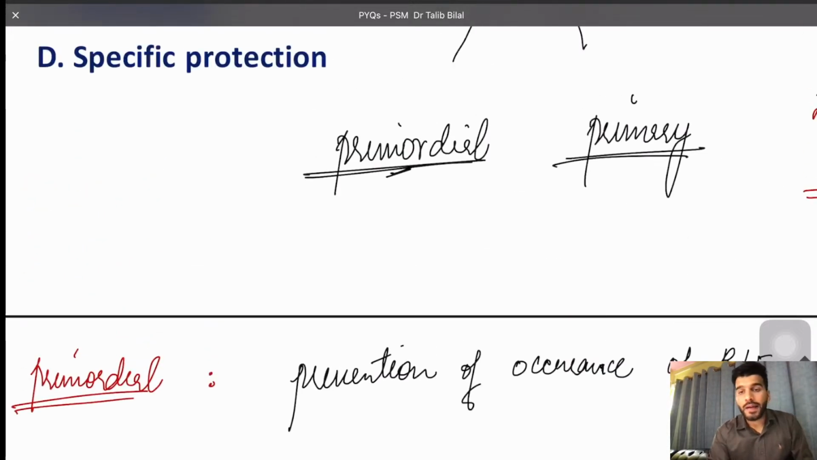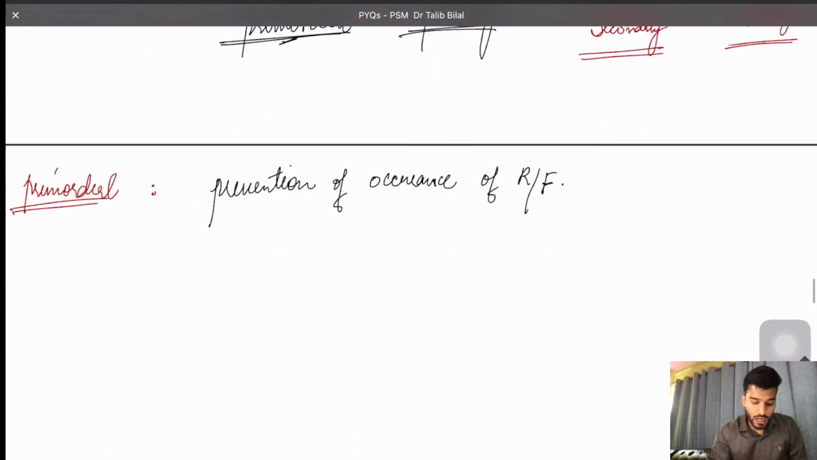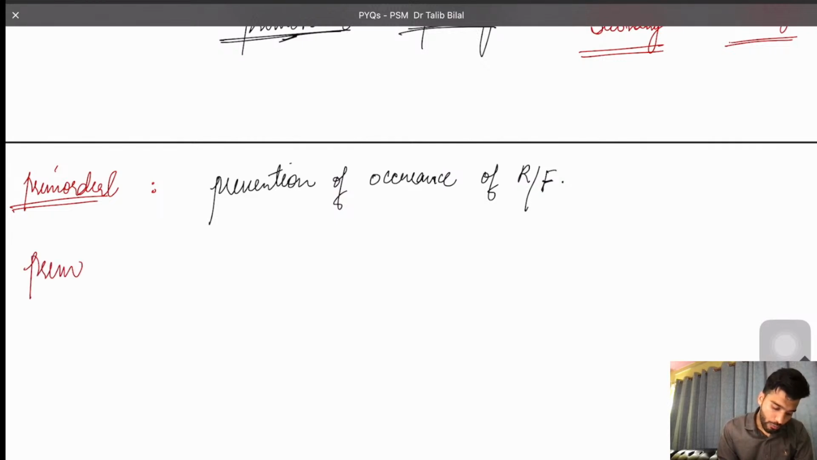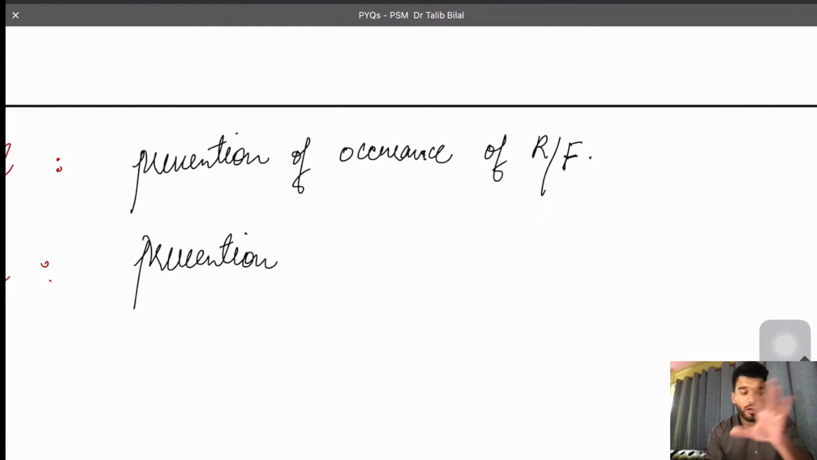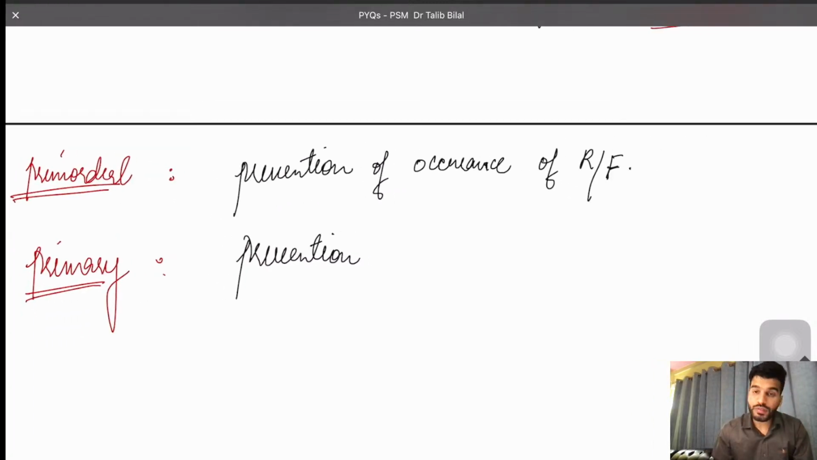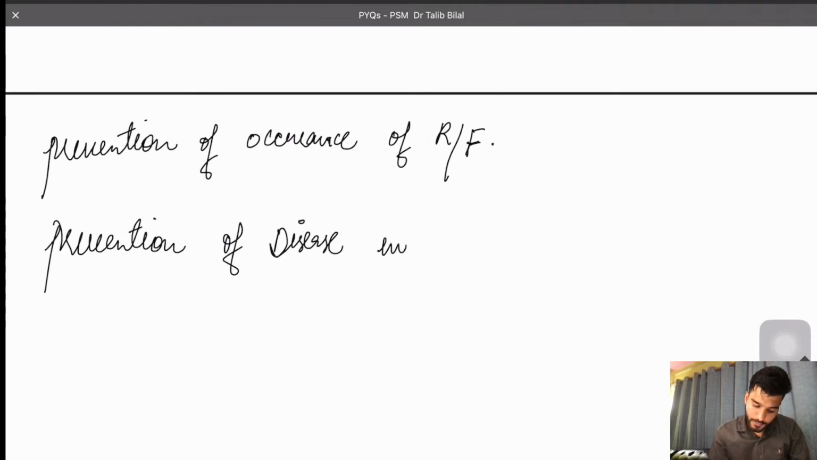Primordial level of prevention. Now, my dear students, already mosquitoes are there. Now you are using a mosquito net to protect yourself. That will be a primary level of prevention. So what do I mean by primary level of prevention? You are preventing the disease in the presence of a risk factor. Right now mosquitoes, a risk factor for malaria, are there, but you are using mosquito nets for prevention. That goes with the primary level of prevention. So write it down: prevention of disease in presence of risk factor.